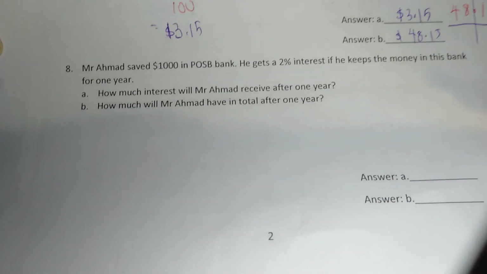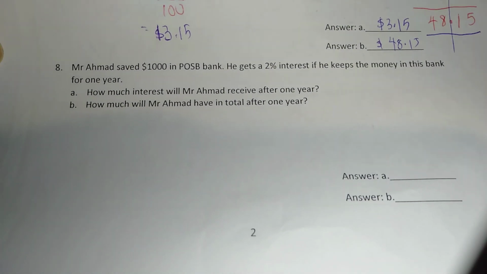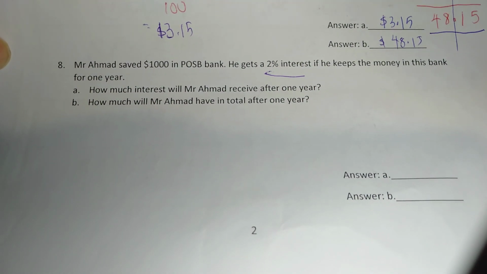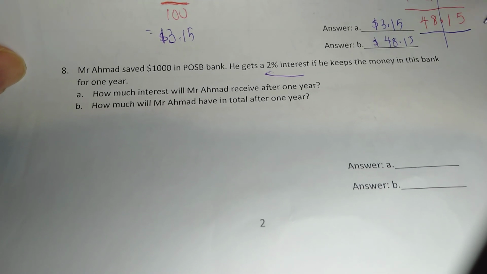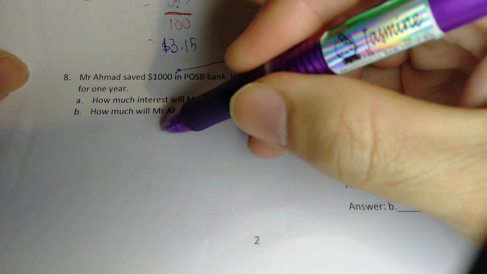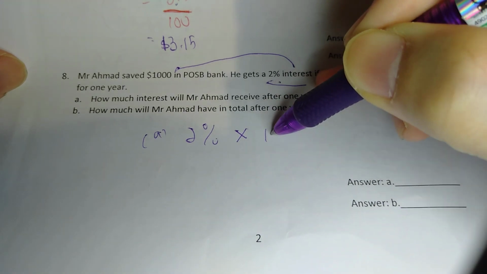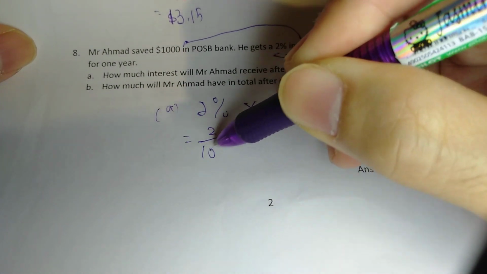Now, next one. Mr. Ahmad saved $1,000 in POSB Bank. He gets 2% interest if he keeps the money in this bank for 1 year. Okay, now interest is what the bank pays you. So how much interest will he get? It's 2% of this. So let's do part A. 2% of 1,000. Now 2% is 2 over 100.